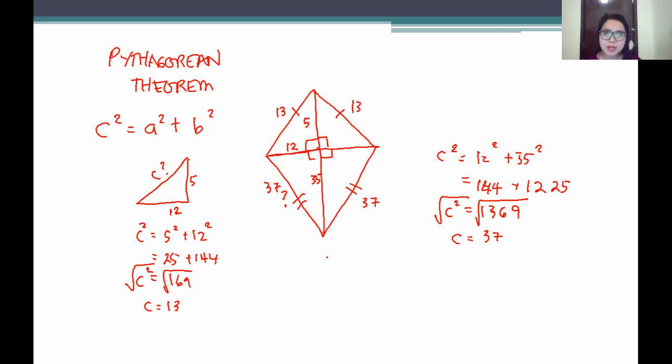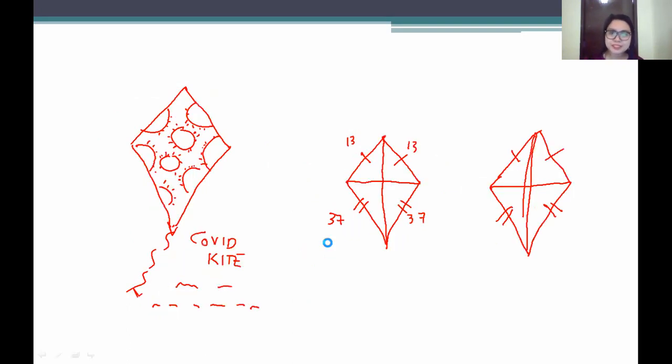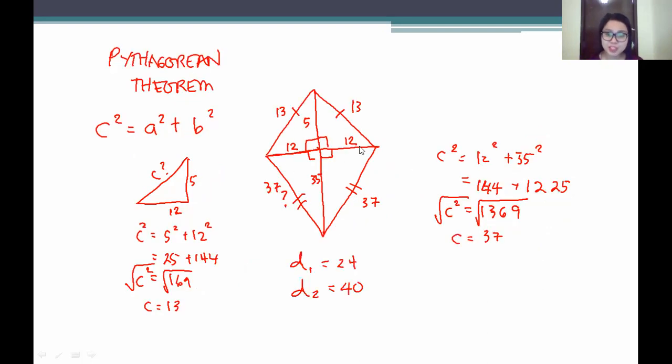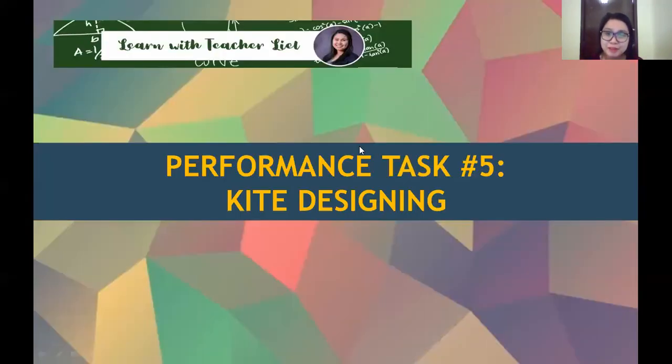So how long is each diagonal? For the first one, diagonal 1 measures 24, while diagonal 2 measures 40. Again, what do I check? First, the design of your kite. Next, the rationale for the design of the kite. The next one, the measure for each side. And the last, the measure of each diagonal. Do we have questions?